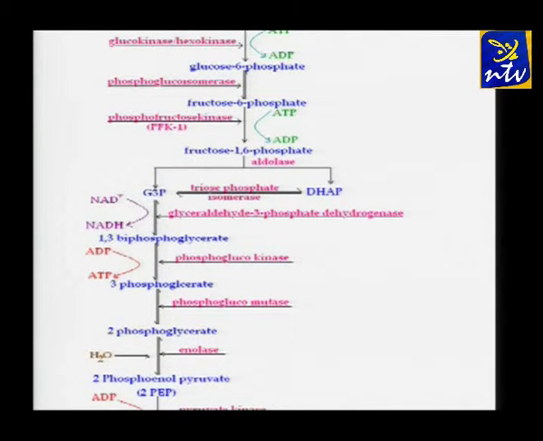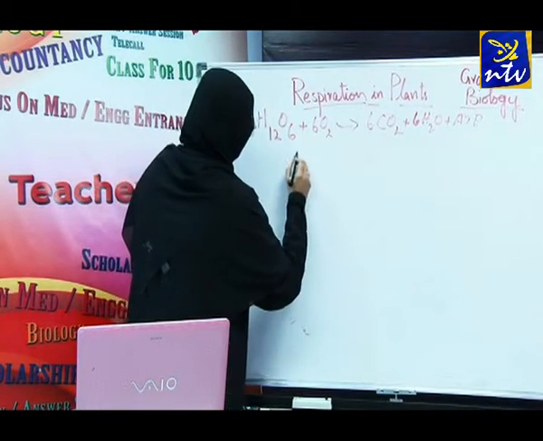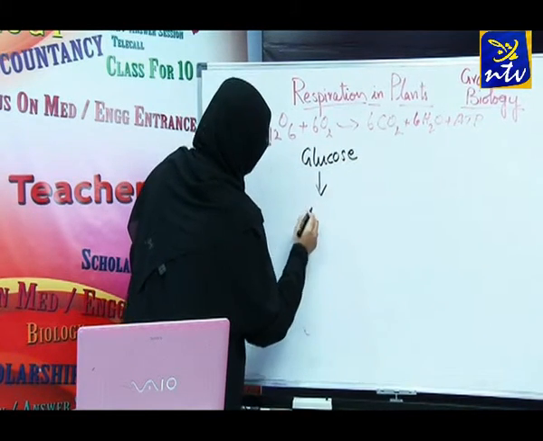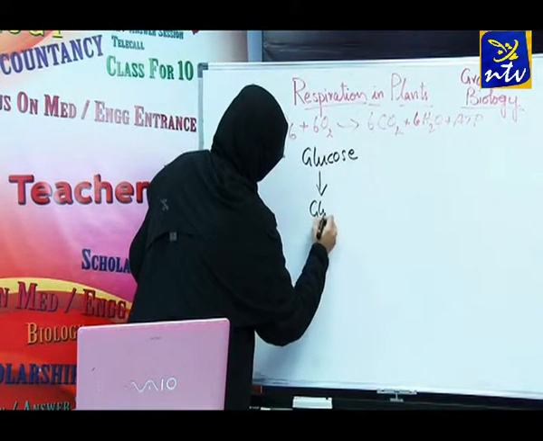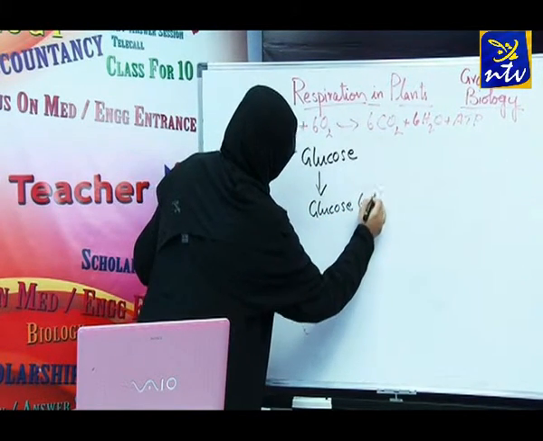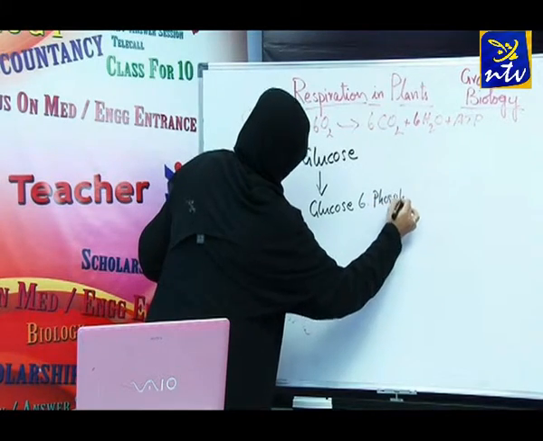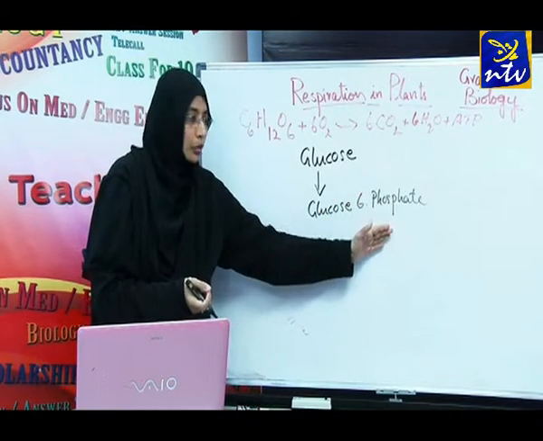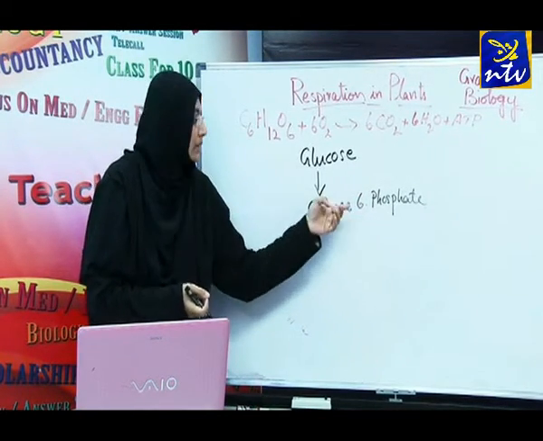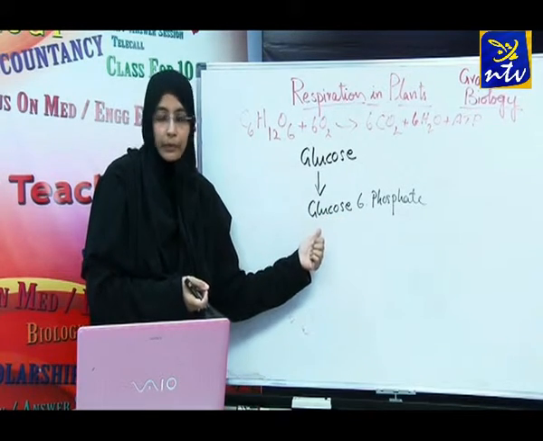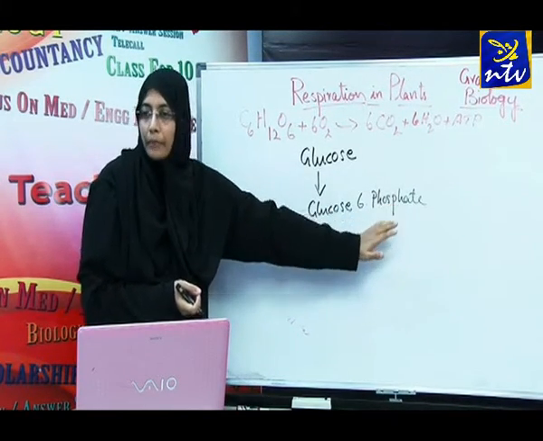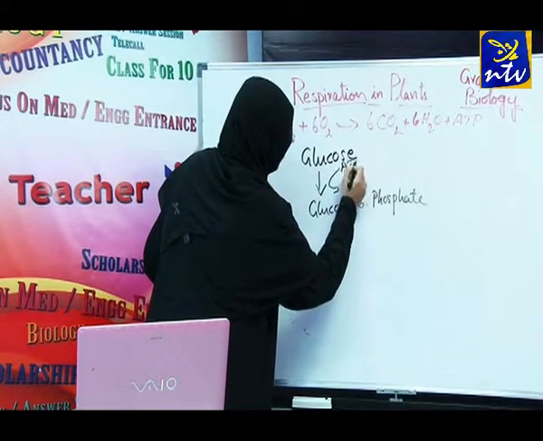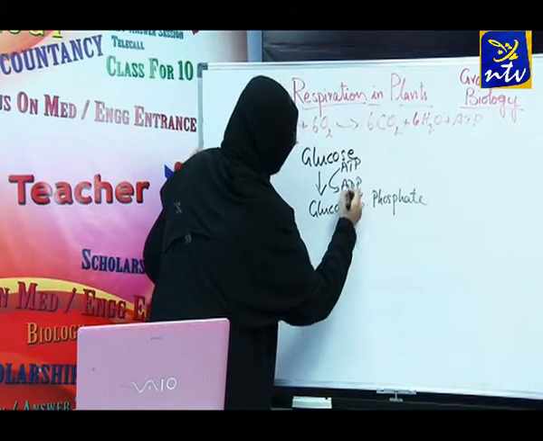First we are starting with the glucose molecule. This glucose molecule is converted into glucose 6-phosphate. Here you can see that the phosphate group is attached on the 6th carbon of the glucose molecule. So where has this phosphate group come from? The phosphate has come from utilizing an ATP molecule, converting it to an ADP molecule.